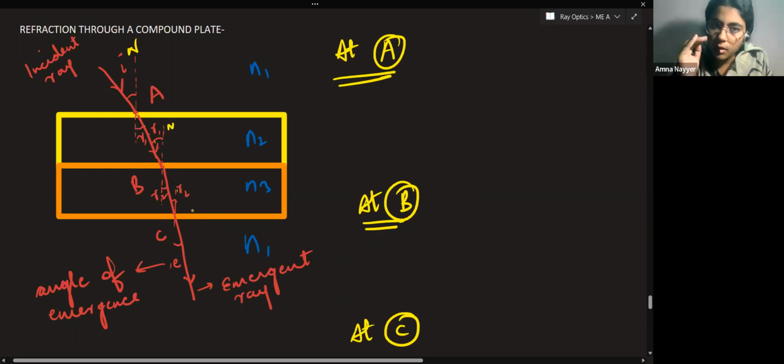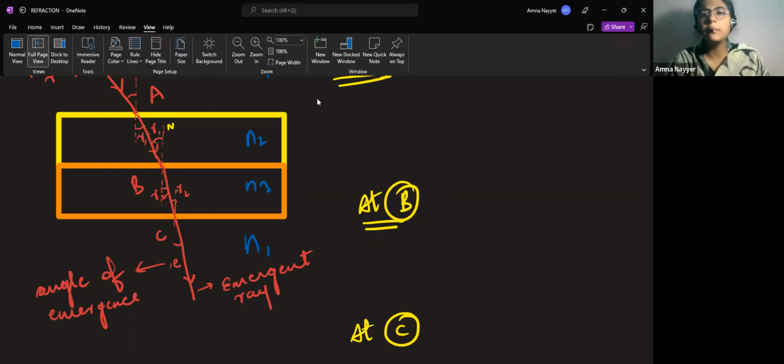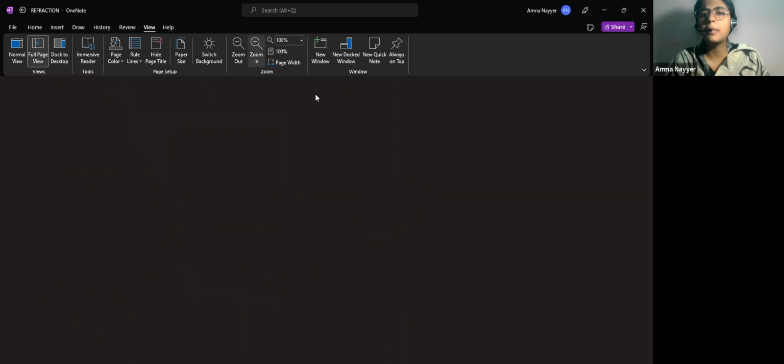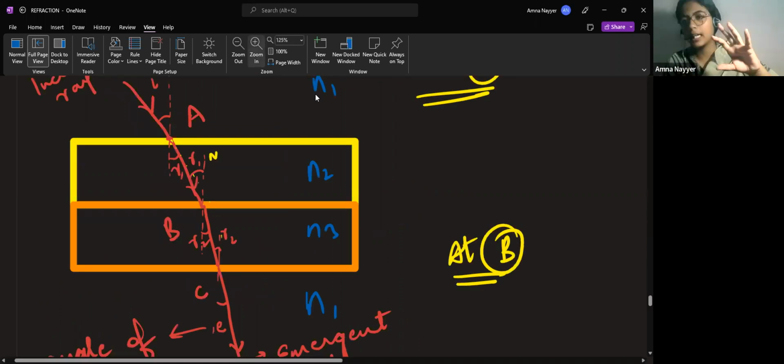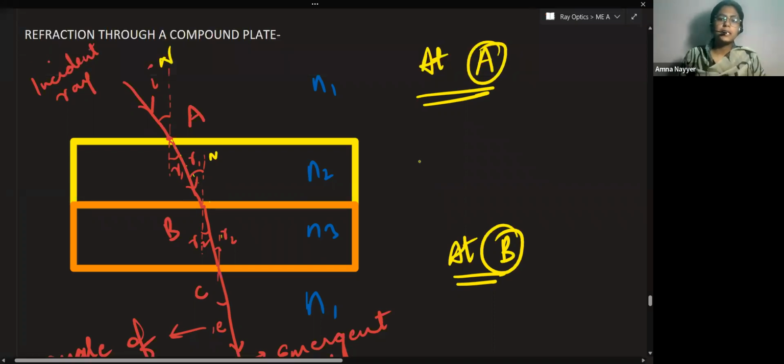Before that, let us see now what actually happens over here. So compound plate means what? Compound plate means the plate is compound. You do not have a single glass slab. Like we have cases when we have a single glass slab and through that glass slab refraction occurs. But in case of the compound plate, refraction through this compound plate basically is made up of two materials, two or more materials. N number of materials can be given to you.